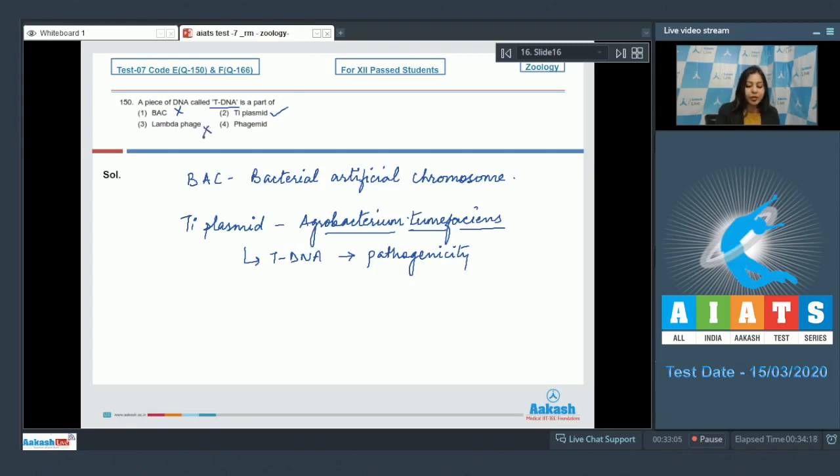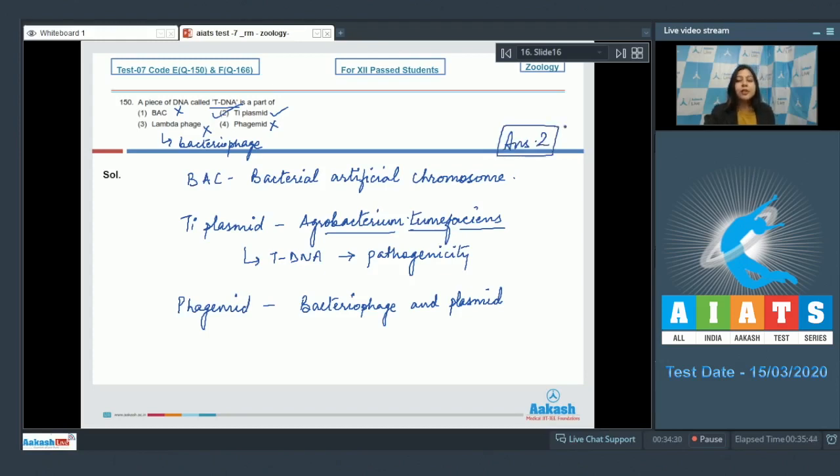Number 3, lambda phage is also incorrect. Lambda phage is a bacteriophage, and it does not contain tDNA. Number 4, phagemid is also incorrect, as phagemid is a combination of bacteriophage and plasmid. So the correct answer becomes option number 2. Moving on to the next question.